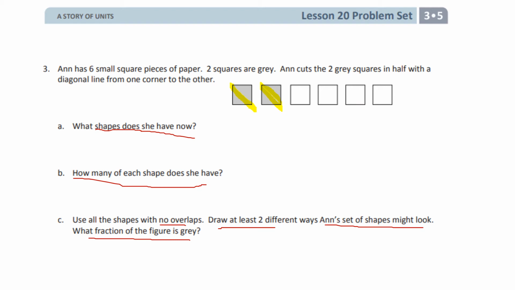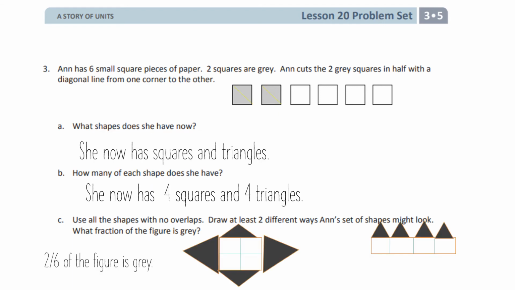All right, we are going to go over the answers. I know the drawings may take you a little longer, but you can just press pause. So here we go. She now has squares and triangles because, as we know, you cut one square in half and it makes a triangle. She now has 4 squares and 4 triangles. For this last part, it's asking to use all the shapes with no overlaps, draw at least 2 different ways, which you see I can do, of what Anna's shape might look like. You could have done something else, that's fine.